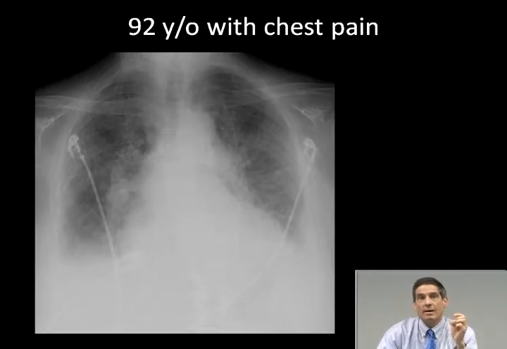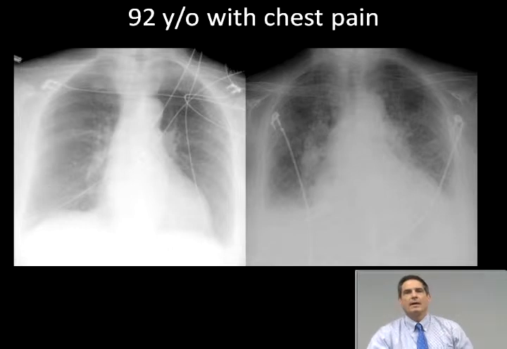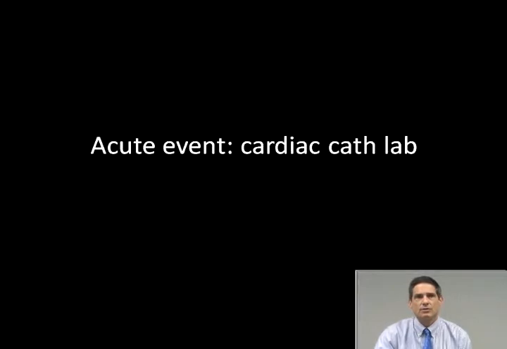Here's a 92-year-old man with chest pain. Here's a chest X-ray that shows florid congestive heart failure with cardiomegaly, bilateral pleural effusions, flooded central pulmonary vessels and so forth. Here's a prior comparison study on this man, who had a heart attack and was in florid congestive heart failure. The patient had abnormality on EKG and abnormal cardiac enzymes, and didn't make it too long after that chest X-ray was made, actually. So, acute event, off to the cardiac cath lab.